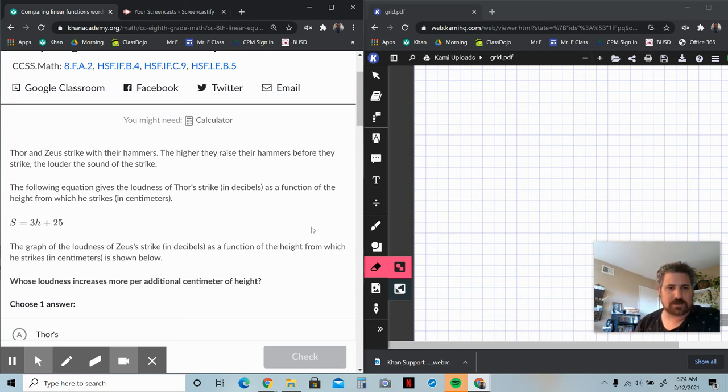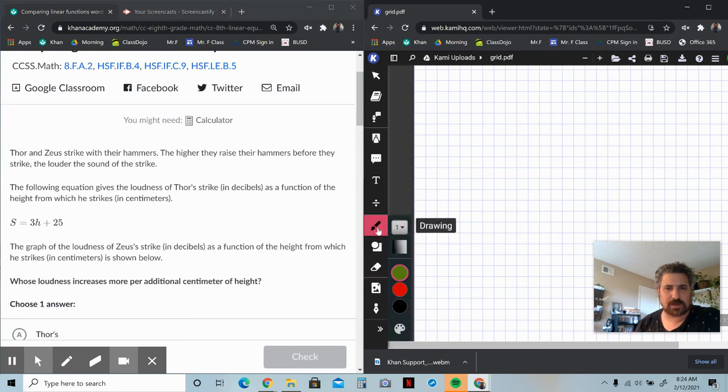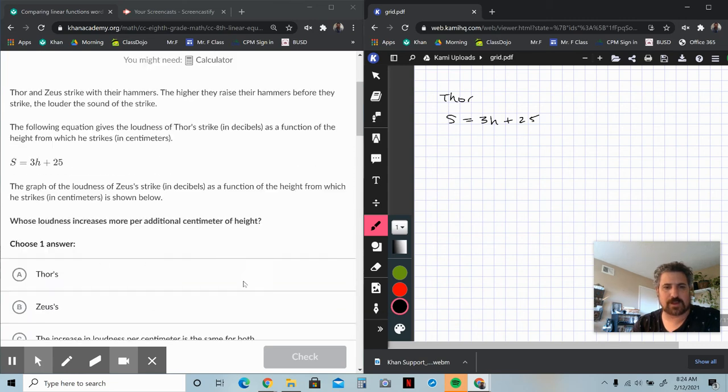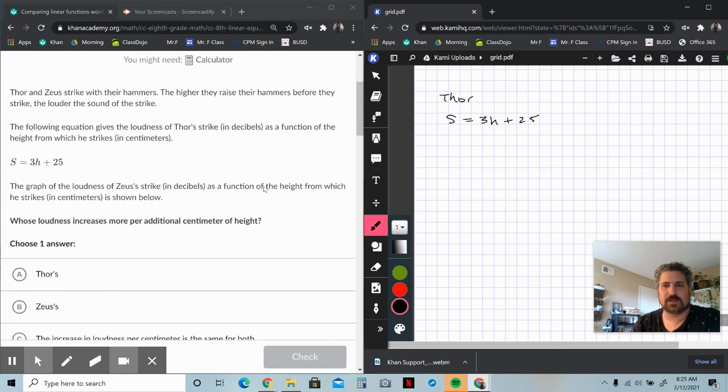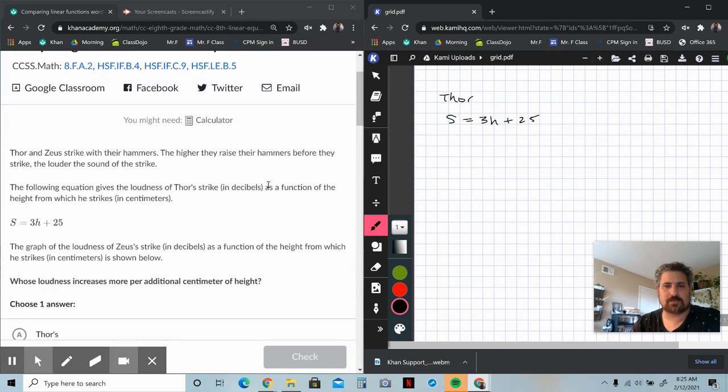So the first thing we need to do is figure out what this situation would be here. So this is, I think, Thor's strike, right? So let's write Thor. So this is S equals 3H plus 25. And the two questions: one says, whose loudness increases more per additional centimeter of height? That would be the slope question, right? So whose slope is greater? And this one says, whose strike is louder when he strikes from a height of 40 centimeters? So that means when H is 40, what is the corresponding S value? So let's just solve for that one.